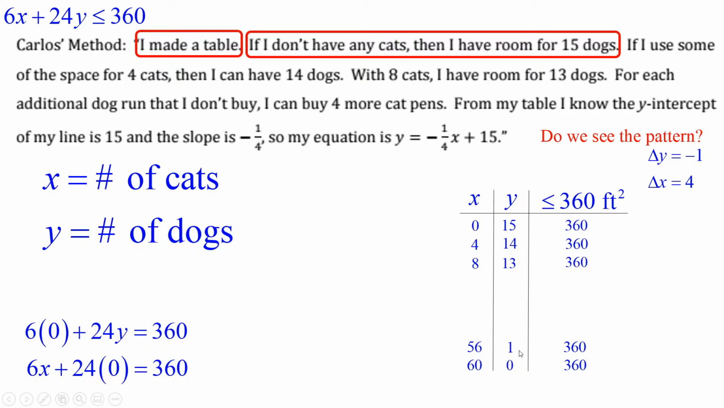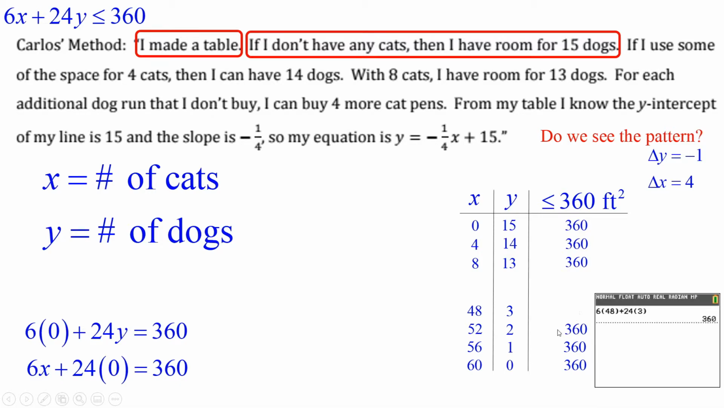We'll check one before we're done here. So let's just keep this pattern going from the bottom. I'd have a 2, and my X would be a 52, which would give me 360 square feet. Let's go 3, making my X over here a 48, and that would also give me 360 square feet. And I checked this one right here. I took 6 times my X, which is 48, plus 24 times my Y, which is 3, and look at that, my calculator told me 360.